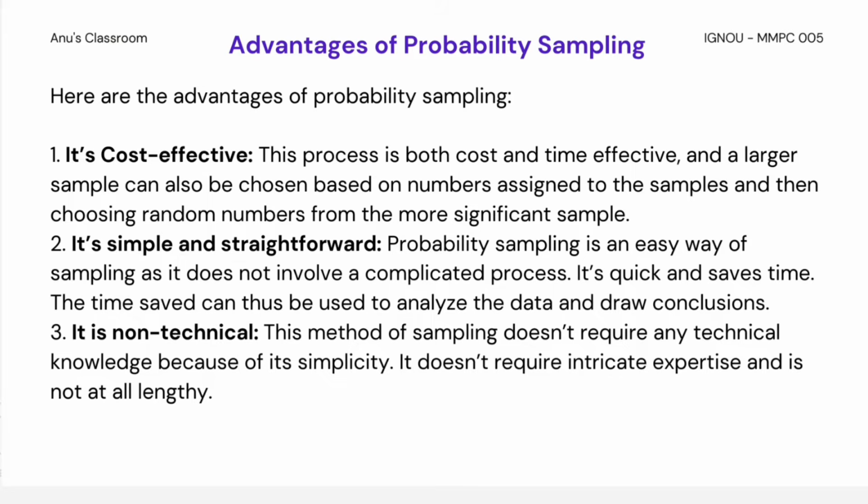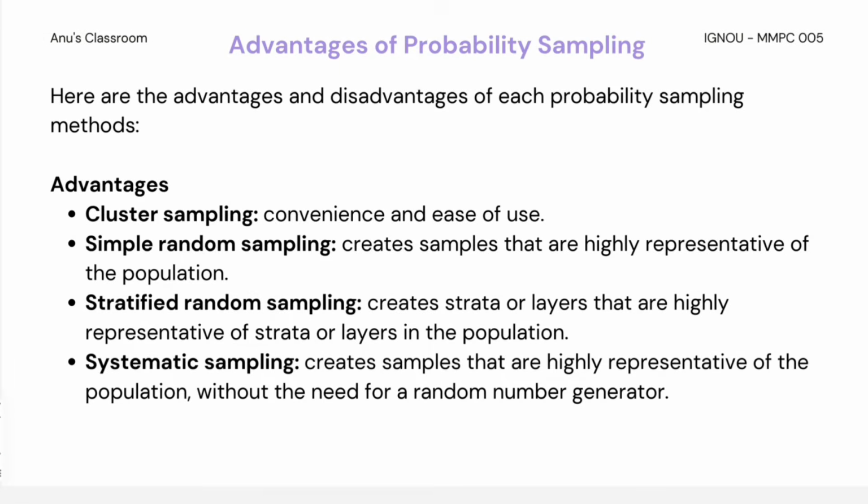It is non-technical, right? So let us also take a look at the advantages and disadvantages of each of those probability sampling methods we discussed. Cluster sampling is convenient. Simple random sampling creates samples that are highly representative of the population. Stratified random sampling creates strata or layers that are highly representative of the strata in the population. Systematic sampling will create samples that are highly representative of the population without the need for a random number generator. In simple random sampling, we generally take the help of a random number generator.